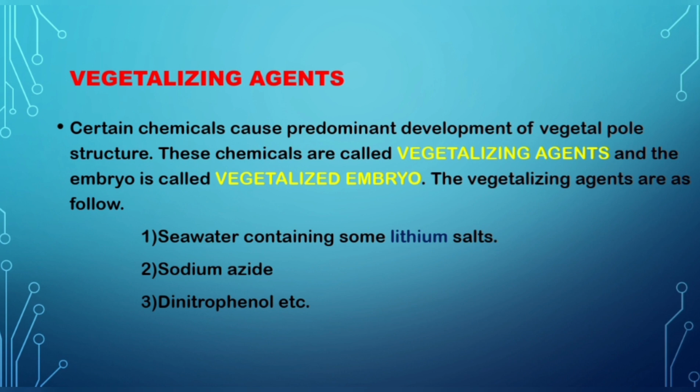Vegetalizing agents. Certain chemicals cause predominant development of vegetal pole structures. These chemicals are called vegetalizing agents and the embryo is called a vegetalized embryo. The vegetalizing agents are as follows: seawater containing some lithium salt, dinitrophenol, sodium azide, etc.